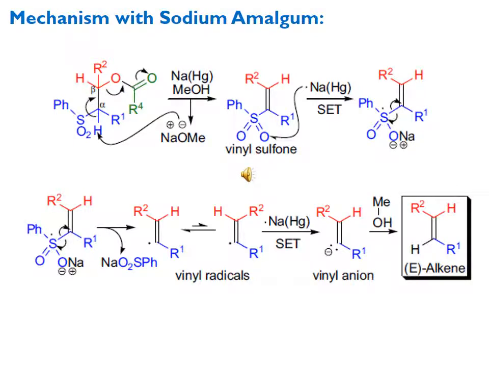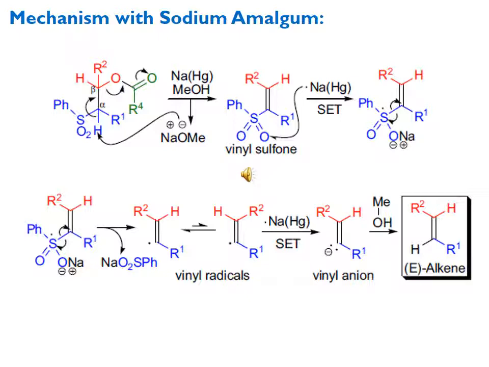Here is the mechanism for the Julia-Lythgoe reaction through sodium amalgam. As we discussed earlier, it can be carried out through sodium amalgam or samarium iodide, and first we discuss sodium amalgam, then the general reaction with samarium iodide. If we use sodium amalgam as the reaction medium, then here you can see the sulfone bearing the acyloxy group, which has been synthesized in the previous steps. This beta-acyloxy sulfone is treated with sodium mercury amalgam in methanol.